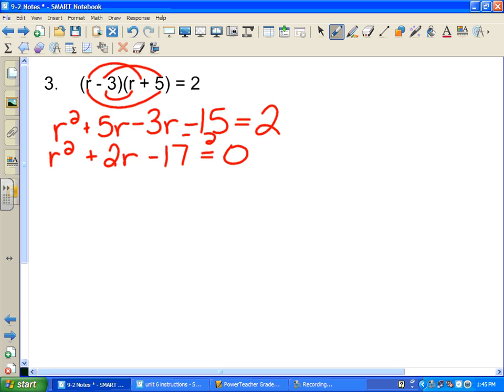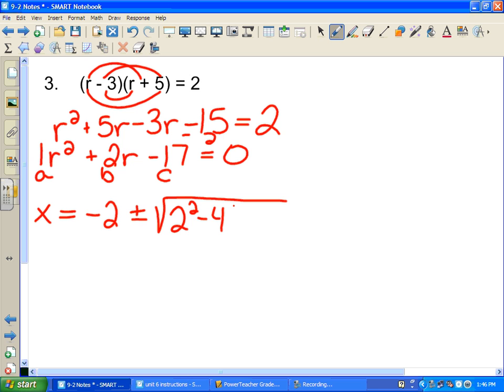So what is A? Right, 1. B is 2. C is negative 17. Okay, so R equals negative B, negative 2, plus or minus the square root of B squared minus 4AC, all over 2.